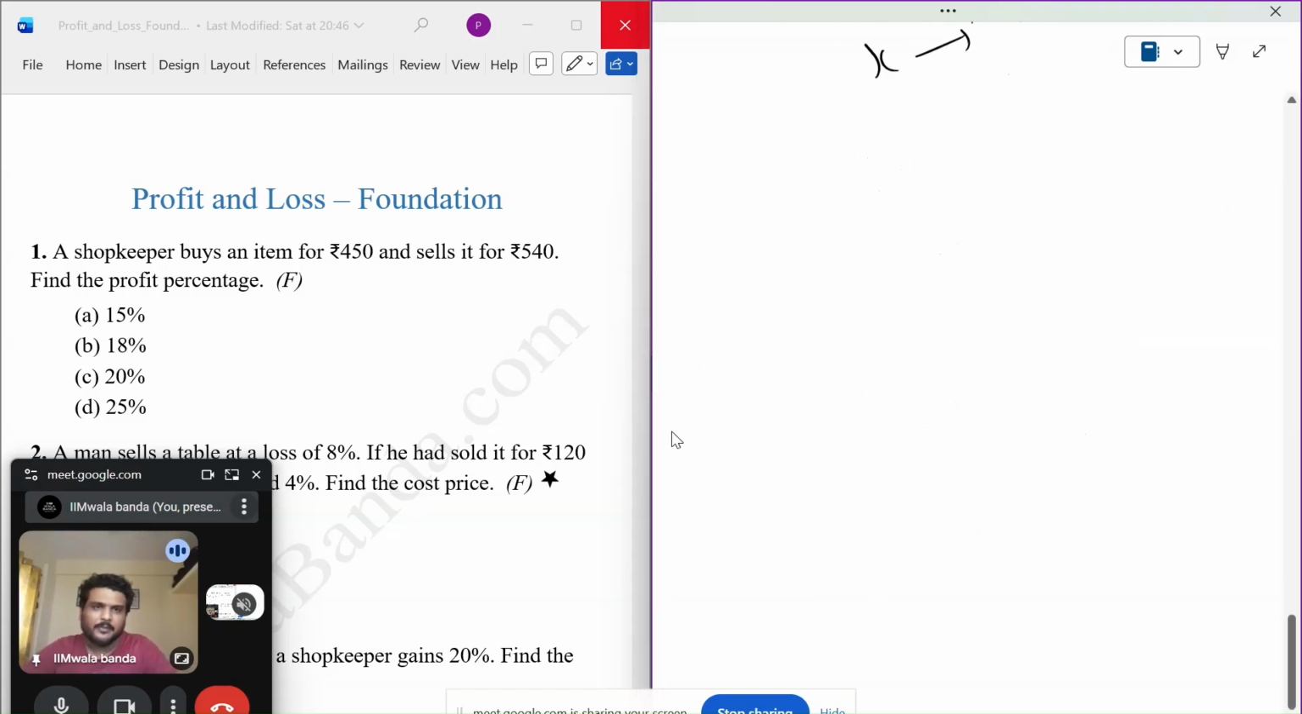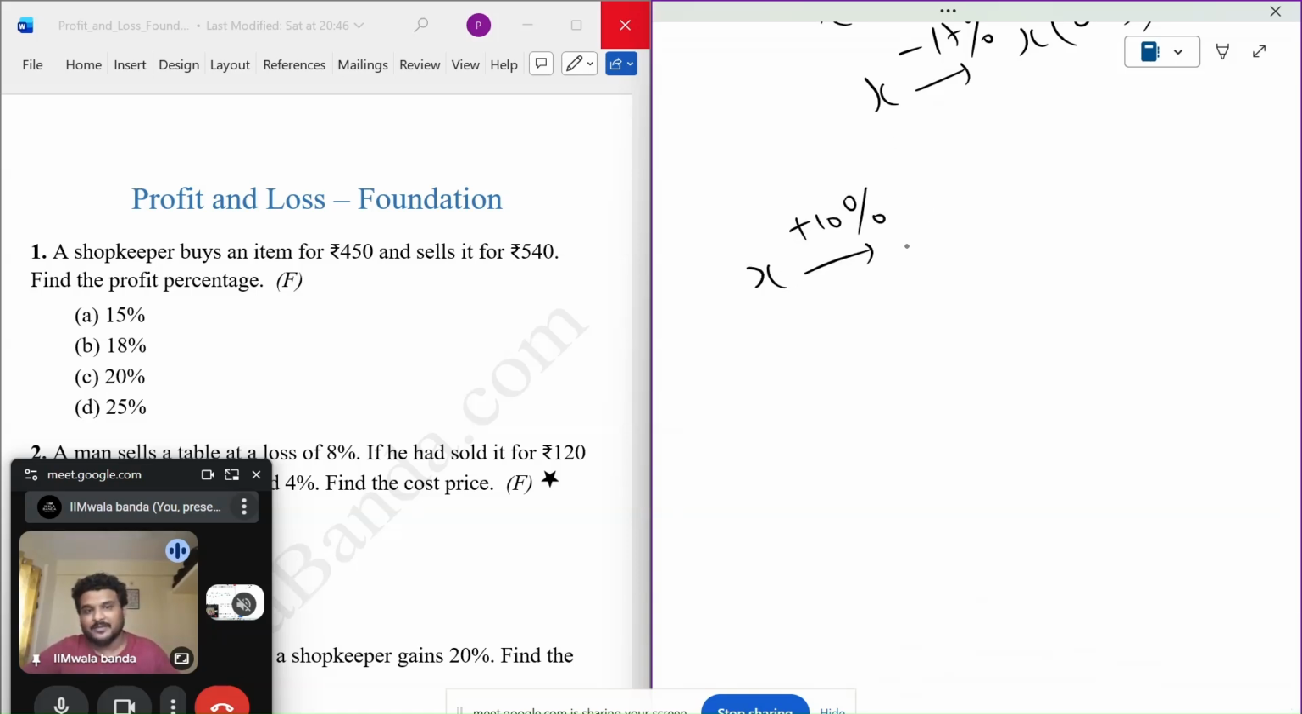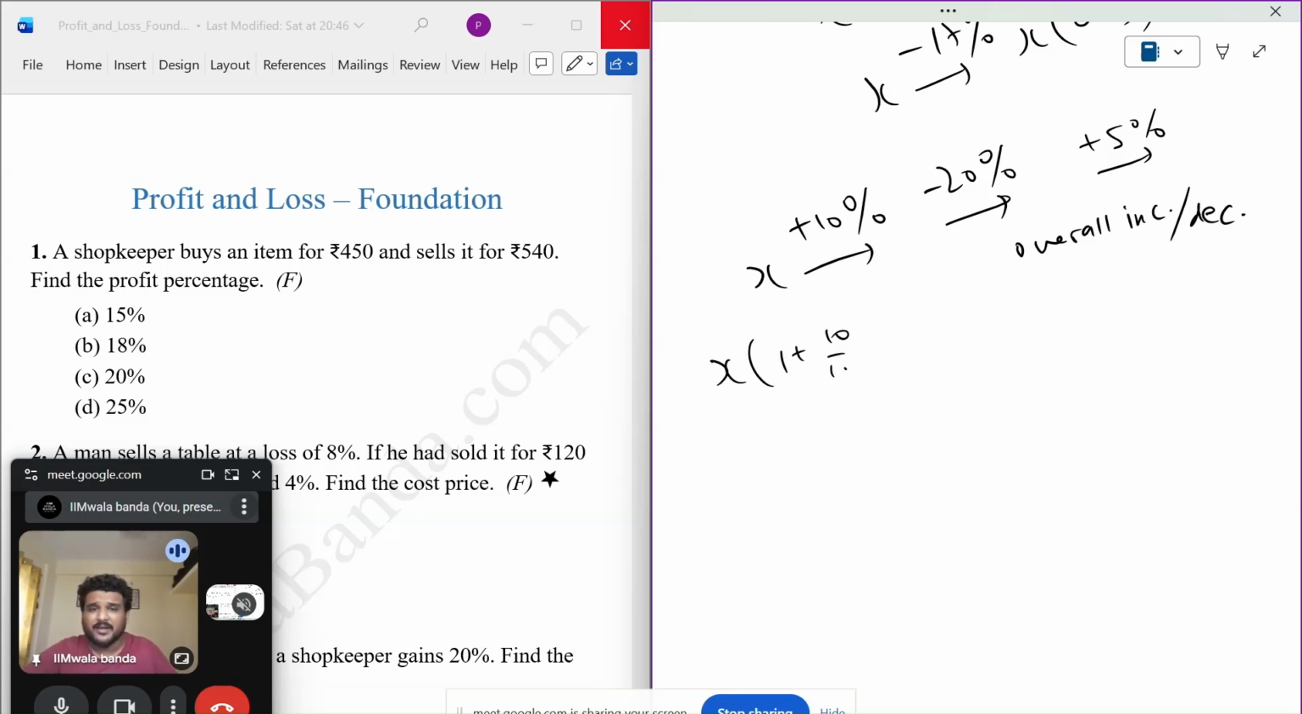Just to make you appreciate this entire concept, if I increase a number by, let's say, 10%, it becomes something else, and then I decrease the number by 20%, it becomes something else, and then I increase it by 5%. What is the overall increase or what is the overall decrease? So instead of doing it in this way, that 1 plus 10/100, 1 minus 20/100, because the same number is now getting decreased by 20%, same number is now getting increased. Don't do all of this.